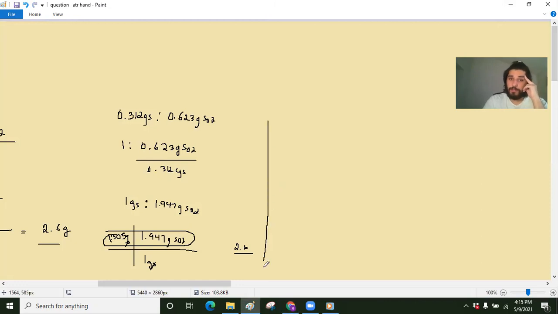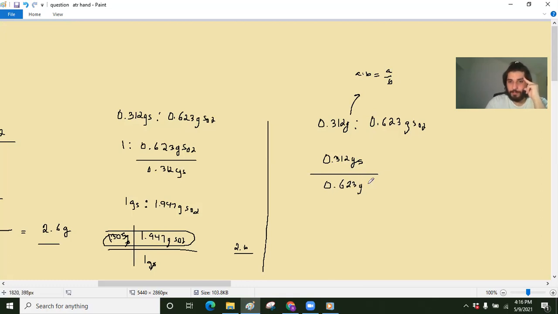That's one way. Now you could take this same proportion that we had, 0.312 grams of sulfur and 0.623 grams of sulfur dioxide. And of course, a ratio, A is to B, is just A over B, right? So 0.312 grams of sulfur divided by 0.623 grams of sulfur dioxide equals, right? And this is like the information about the first situation.